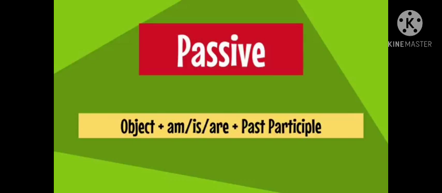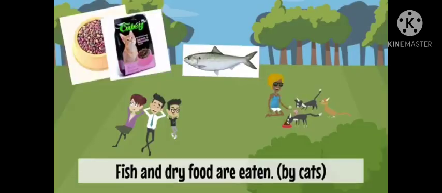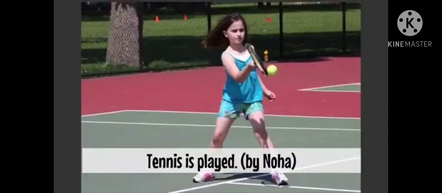Simple present tense passive voice. The object of the active voice becomes the subject of the passive voice. We have to add am with I, is with the singular subject, and are with the plural subjects, then the past participle form of the verb. This is the form of passive voice in simple present tense. For examples, fish and dry food are eaten by cats. Tennis is played by Noah.